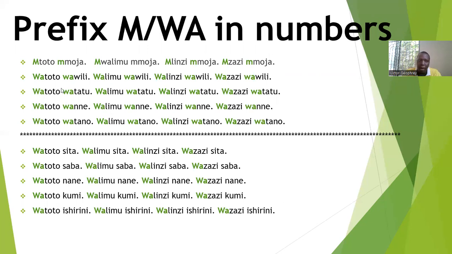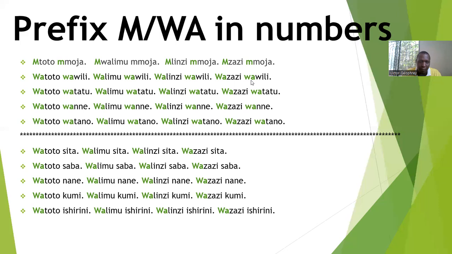Have a look here. Numbers in singular is only one. The rest are not in singular. You say mtoto mmoja, mwalimu mmoja, mlinzi mmoja, mzazi mmoja. The word is moja, but we just add m. Then there is watoto wawili. The word is wili, like two. Watoto wawili, walimu wawili, walinzi wawili, wazazi wawili.